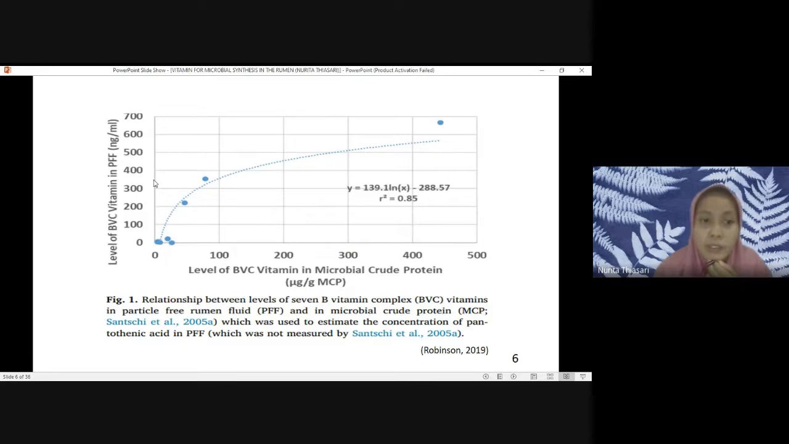And next, this figure, I would like to show the correlation between the level of the B vitamin complex in the rumen fluid with the level of the B vitamin in the microbial crude protein. So the relation is the increasing of the B vitamin in the rumen fluid will increase the vitamin in the microbial crude protein.